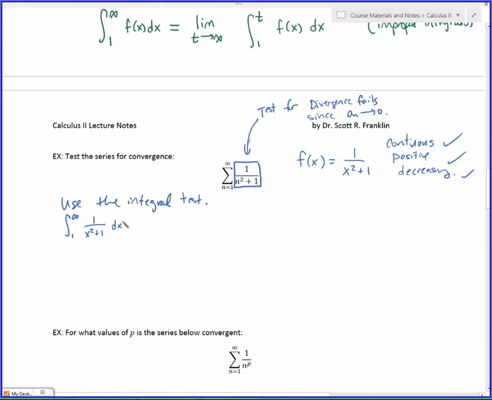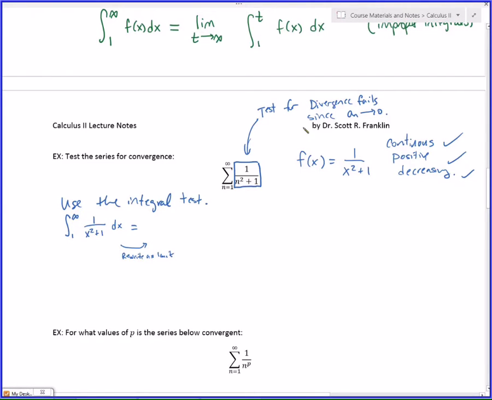Okay, so what's the first thing you do when you have an improper integral and you want to integrate it? You want to change the infinity to t, so it's 1 to t. Oh, the limit. Yeah, you rewrite as a limit. That's exactly right.